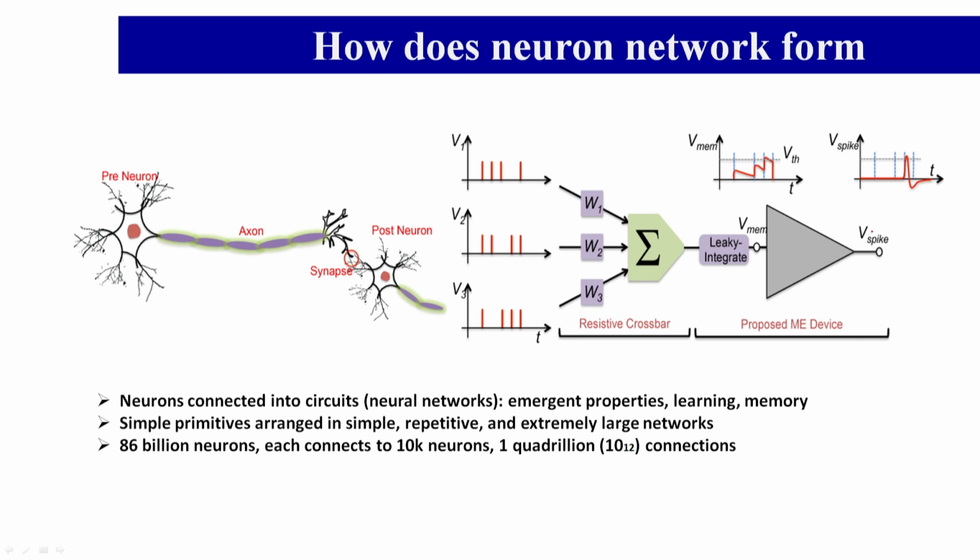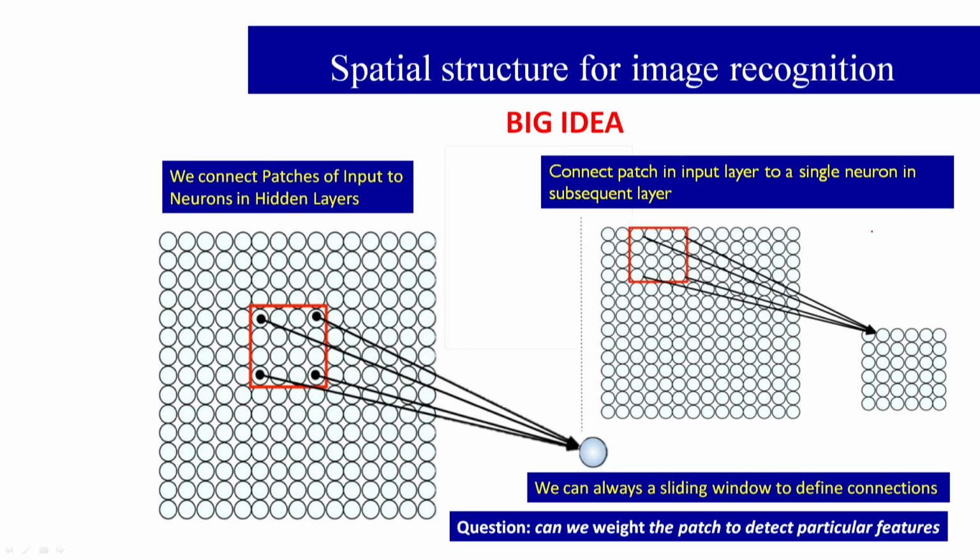So, neurons connected into circuits can give you a lot of learning properties: simple primitives arranged in simple repetitive, extremely large networks. You can have a large number of neurons; 10 to the power 12 connections are possible in the human brain, which is called a quadrillion connections. That is why humans can see objects much better. So, what is the idea here? The idea is very simple, and let me explain to you.